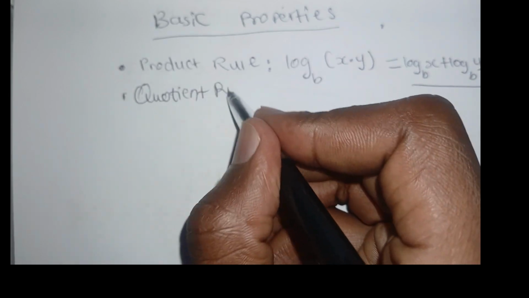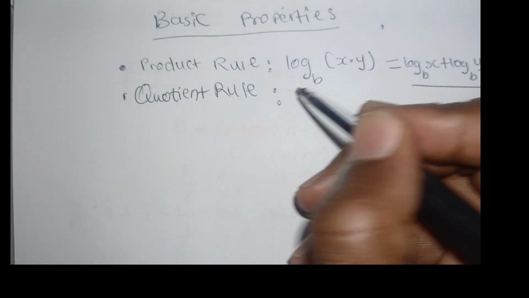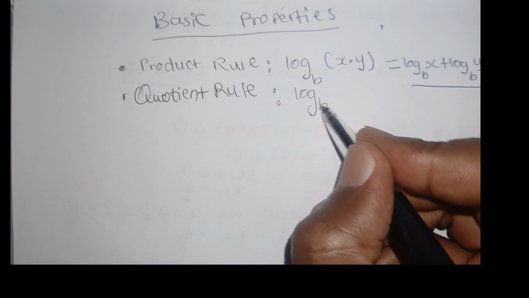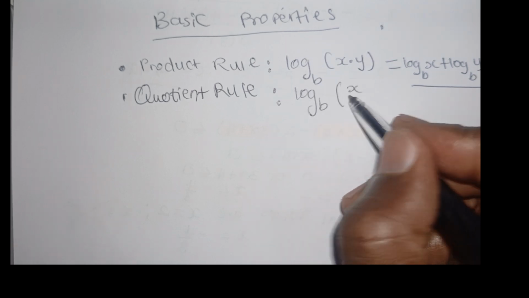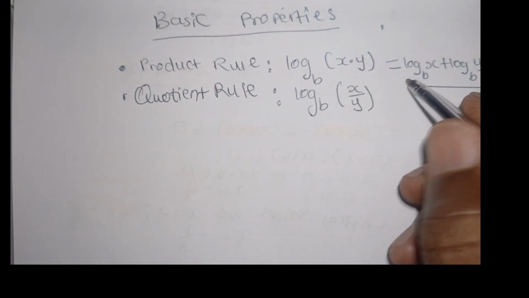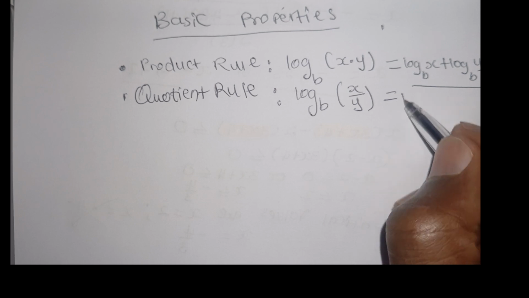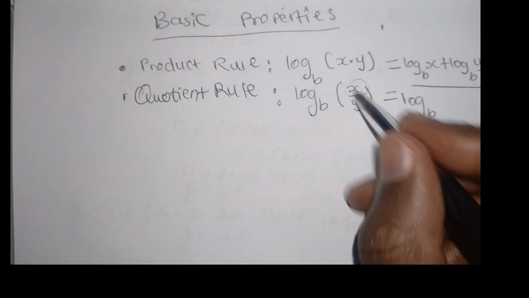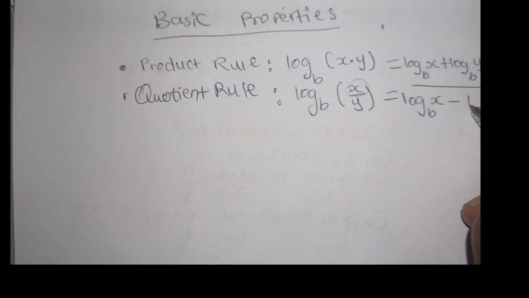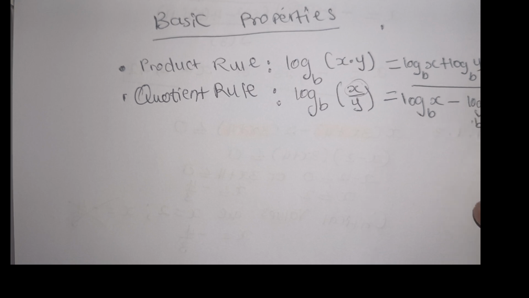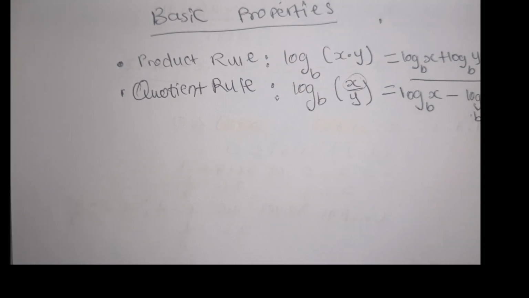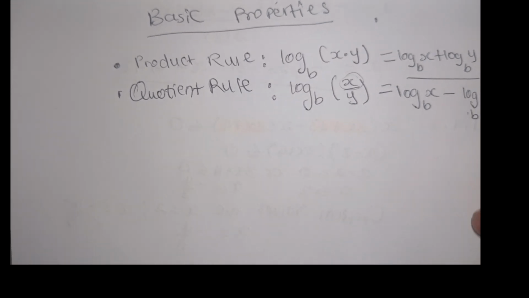So we also have the quotient rule, which is log b of x over y is equal to log b x minus log b y, right?